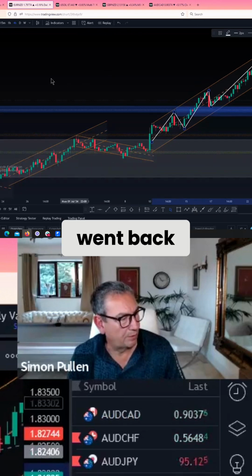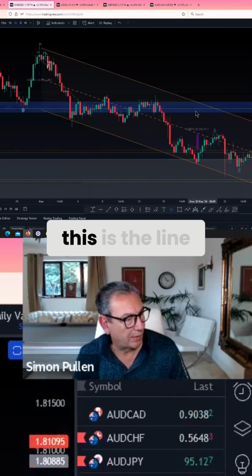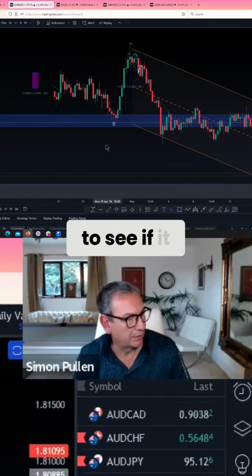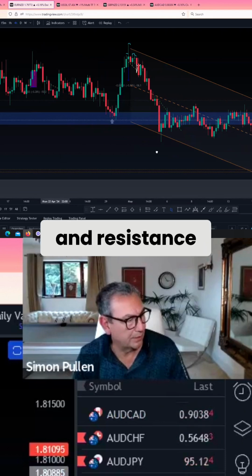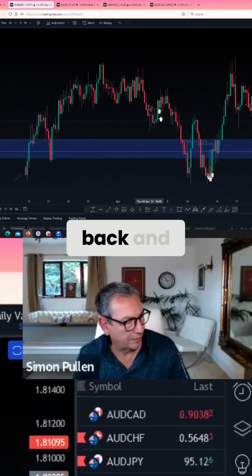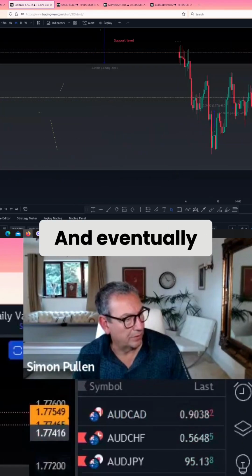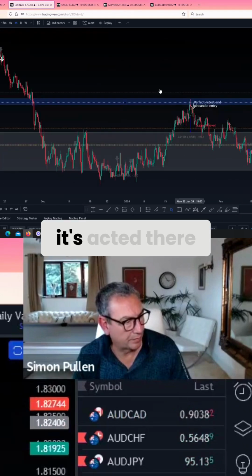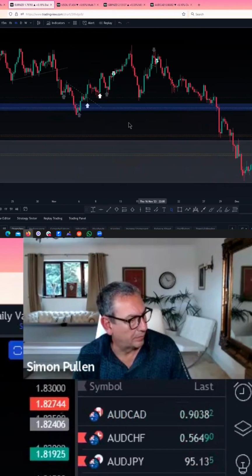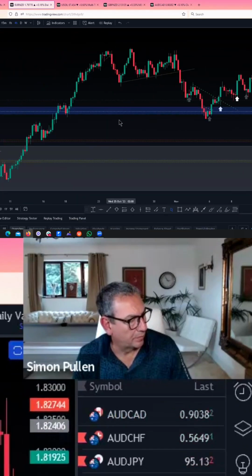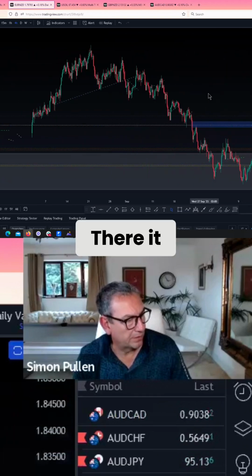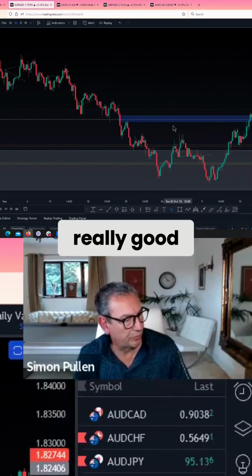And then as I went back further to test this line here, to see if it was acting as support and resistance, I kept on going back and having a look. Eventually, when I get there, you can see how it's acted. We'll get there eventually. There it is. So we had this rundown in price, really good rundown in price.